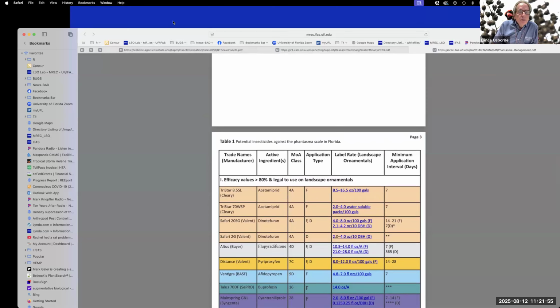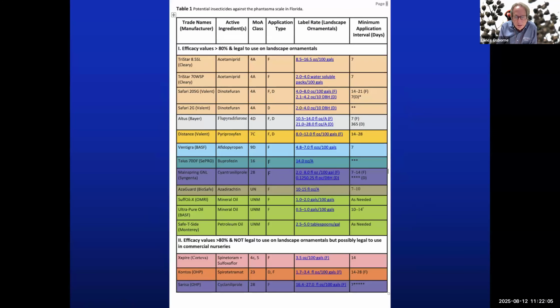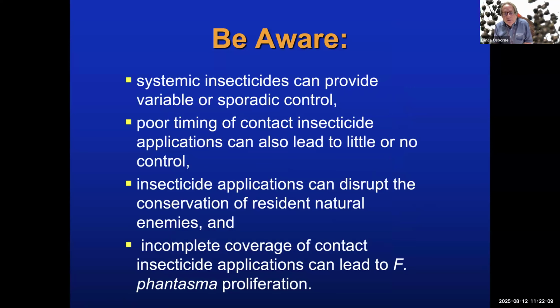So I'm not giving you a straight answer. Some of this you're going to have to go through and look at for yourself and make a decision. Systemic insecticides can provide variable or sporadic control. You have to realize that the palm has a different kind of vascular system than most other plants. It doesn't have a cambium, and other documents have said hard scales feed in the cambium. Well, if you don't have a cambium, where are they feeding? They're feeding on individual cells, and they're probably not getting the level of insecticide that they would if they were feeding on the phloem.